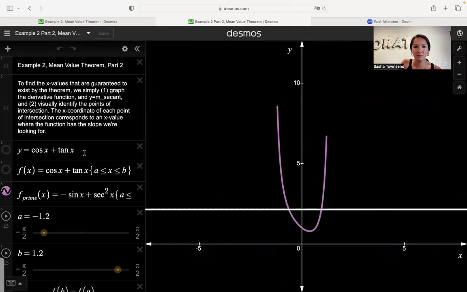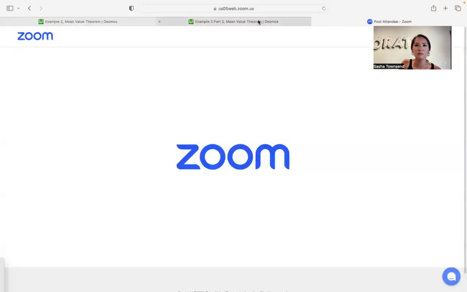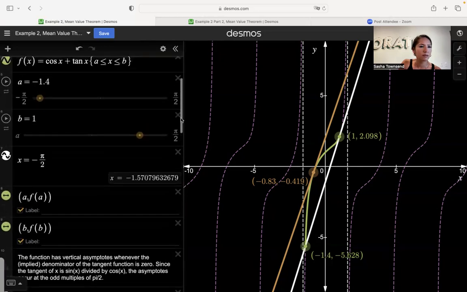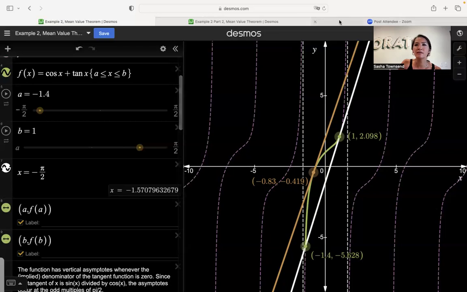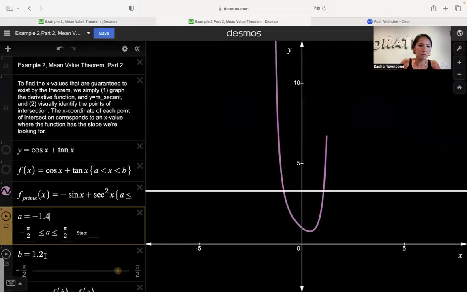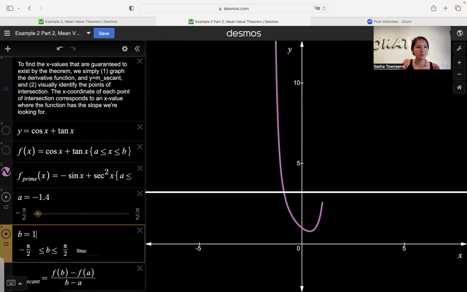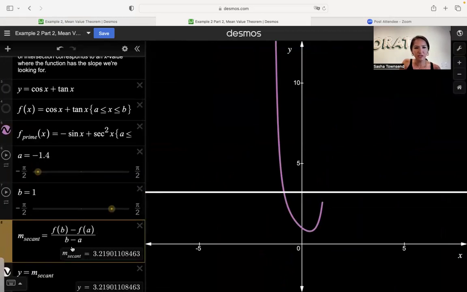So we have y equals cosine of x plus tangent of x on the interval from a to b. And I actually want to use the same a to b that I used in this one. So I've got a is negative 1.2 and b is 1.2. Oops. No, wait, that's not right. I have a is negative 1.4 and b is 1. So this purple graph is the graph of the derivative. Now, the slope of the secant line is still given by this formula, and that's approximately 3.219.